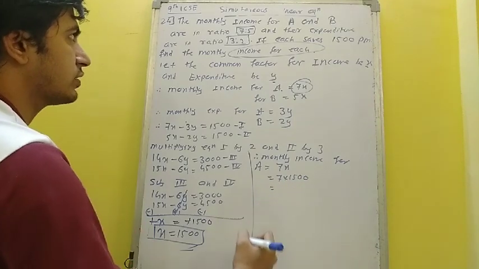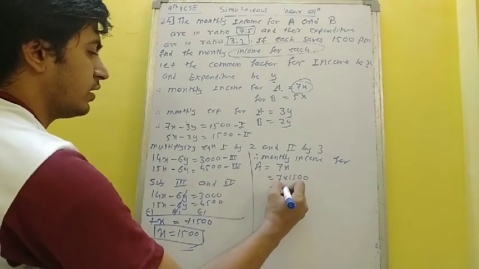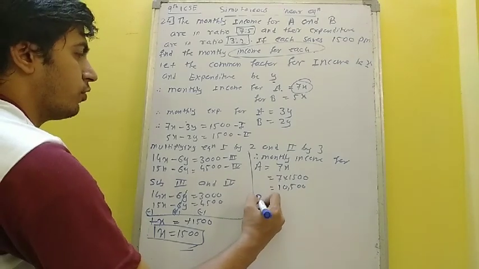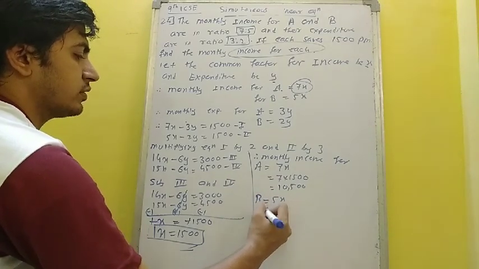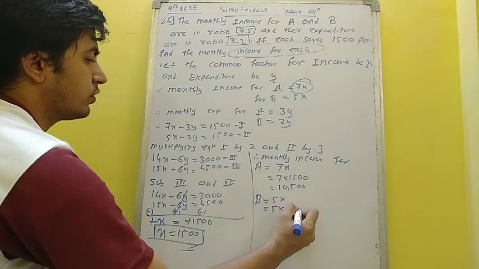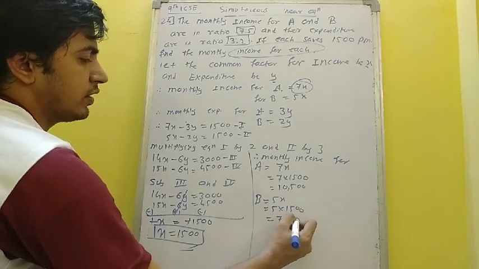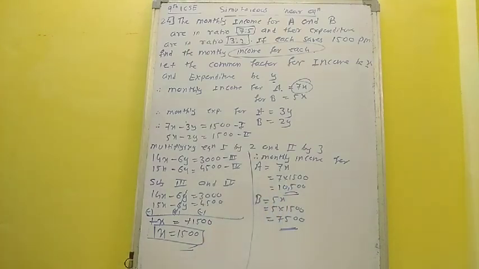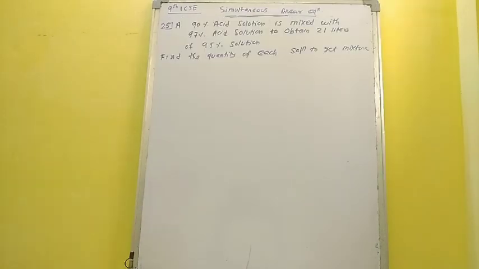15 6s are 90, 15 7s are 105. So it is 10,500, and for B it is 5x. 5 into 1500 is 7,500. Okay, so we have the monthly income for A as well as for B.